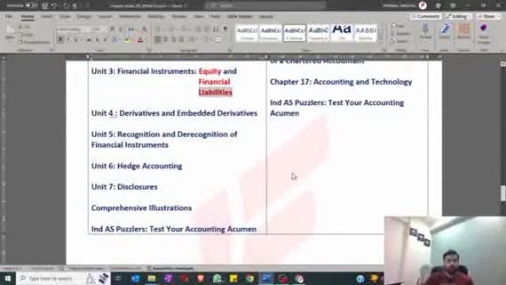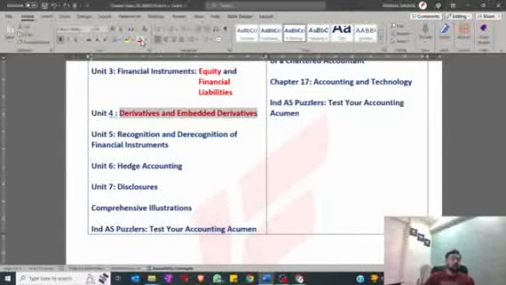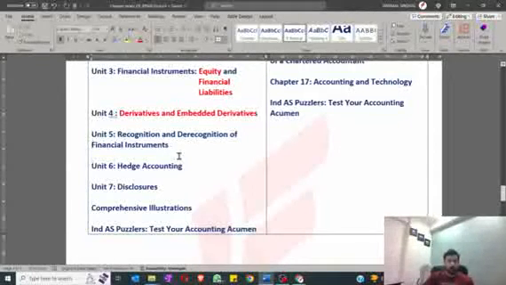Next is Unit 4, which talks about derivatives and embedded derivatives. You must have heard of derivatives if you do trading, deal in stock market, or if you have studied financial management in CA or other professional courses.